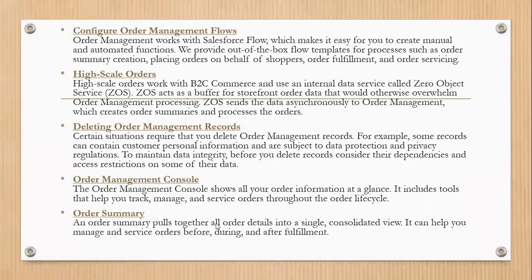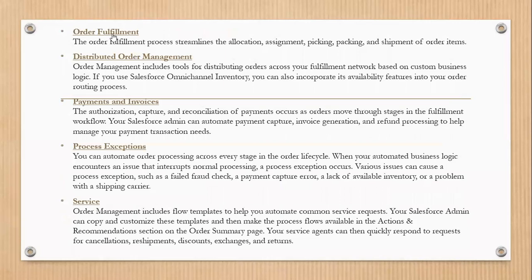Order summary pulls together all the order details into a single consultation view. It can help you manage and service orders before, during, and after fulfillment. Next, order fulfillment. The order fulfillment process streamlines the calculation, assignment, picking, packing, and shipment of the order items. Distributed order management. Order management includes the tools for distributing order access.